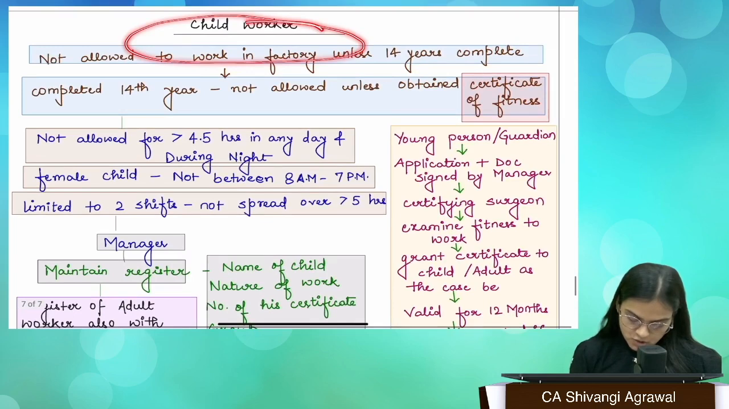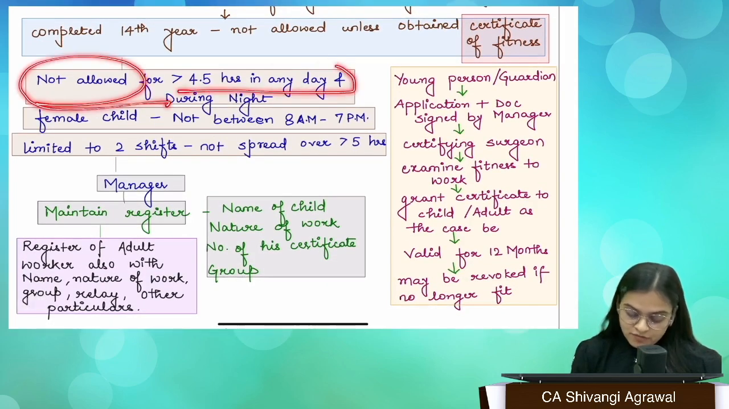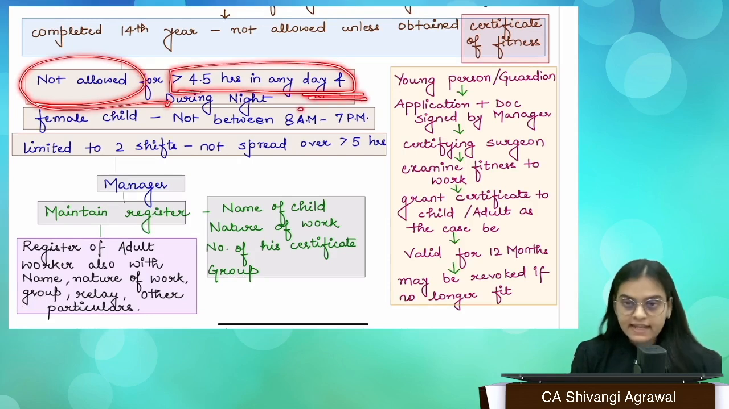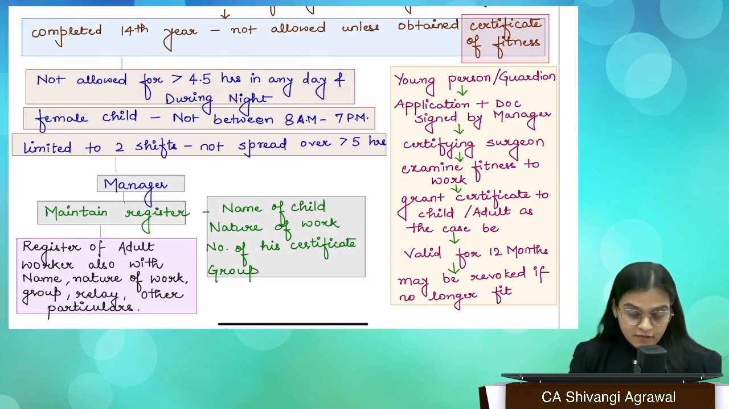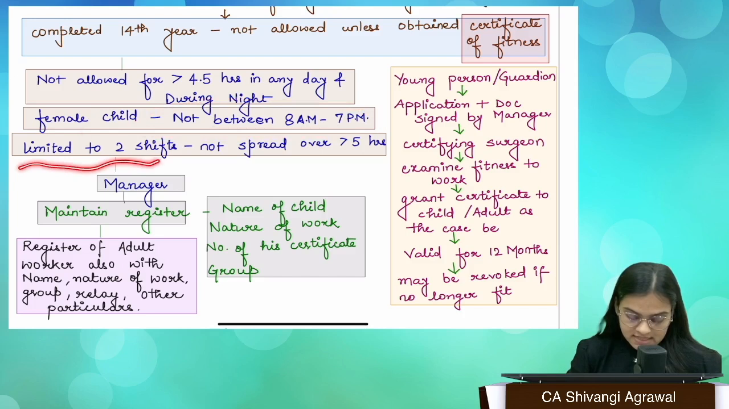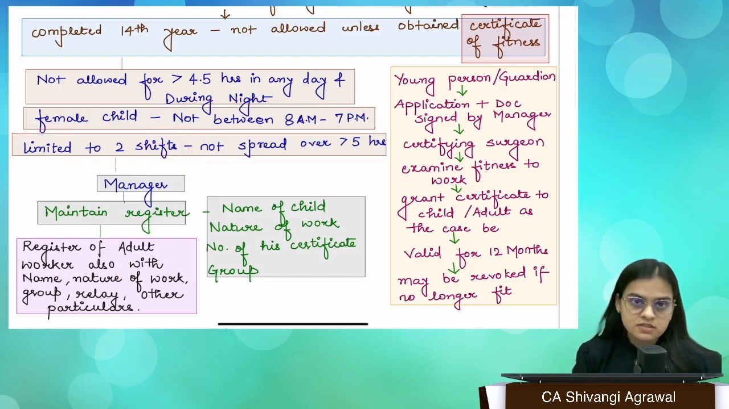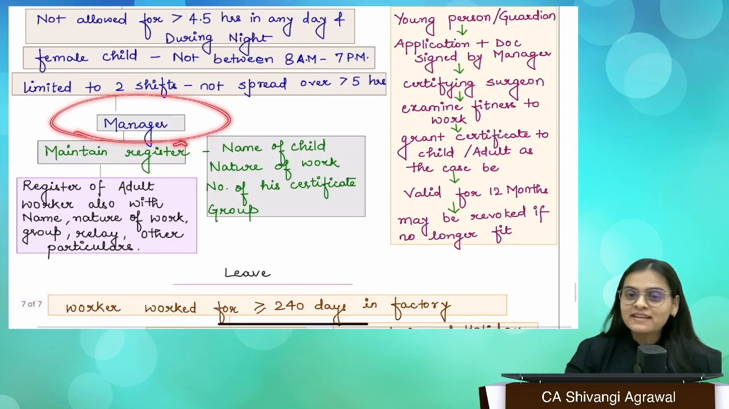Because we are talking about child workers, a child worker is not allowed to work for more than 4.5 hours in any day and during night. A female child is not allowed to work between 8 a.m. to 7 p.m. And the work is limited to two shifts, not spread over 5 hours. Okay, 5 hours. The manager has to maintain a register.